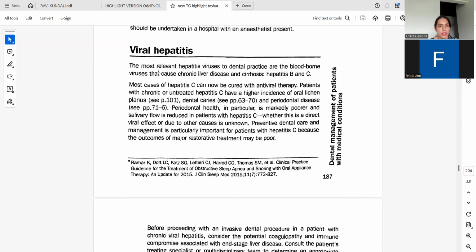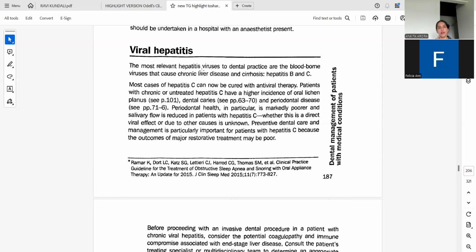Now, viral hepatitis is an infection by a virus, and in hepatitis, we know that it is A, B, C. Three types of viruses are commonly there. And it's a blood-borne infection, especially the virus B and C. So that's why it's very important to follow infection control guidelines and be cautious of hepatitis spread in the dental setting.